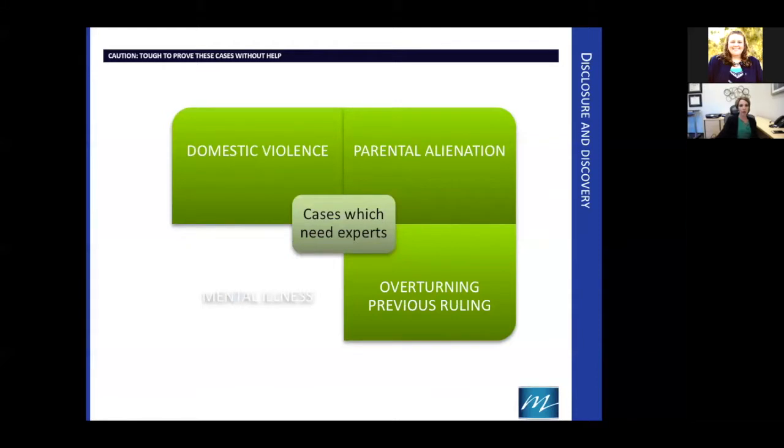Okay, if you have serious issues, parental alienation, domestic violence, mental illness, if you are trying to overturn previous rulings or get the judge to go in a different direction, these are all reasons to consider using an expert witness. An expert witness is simply someone that you hire to give an expert opinion who has the right training.